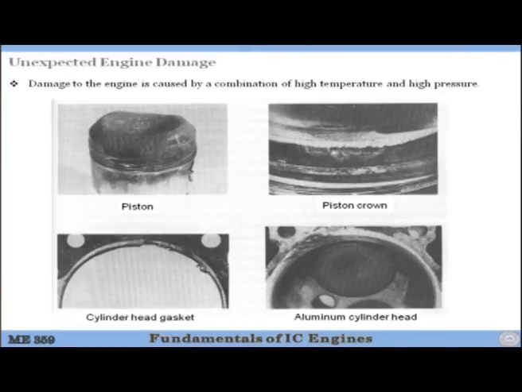Okay? So I think with this, I complete the discussion on knocking and detonation on SI engine, CI engine. We covered the differences.